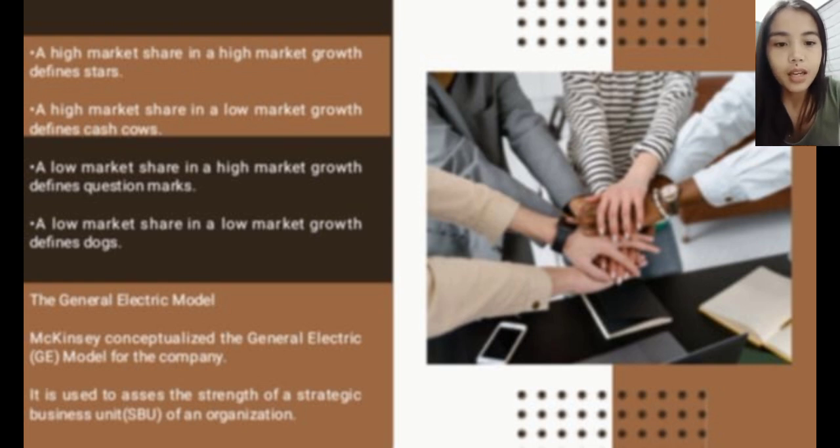That's right. Next will be a low market share in a high market growth. This will be defined as a question mark. Thus, essential new products need promotional strategies. For example, question marks are your high priority goals that you're struggling to make progress on. So decide if you want to invest more time and effort, or if you need to reevaluate other priorities.